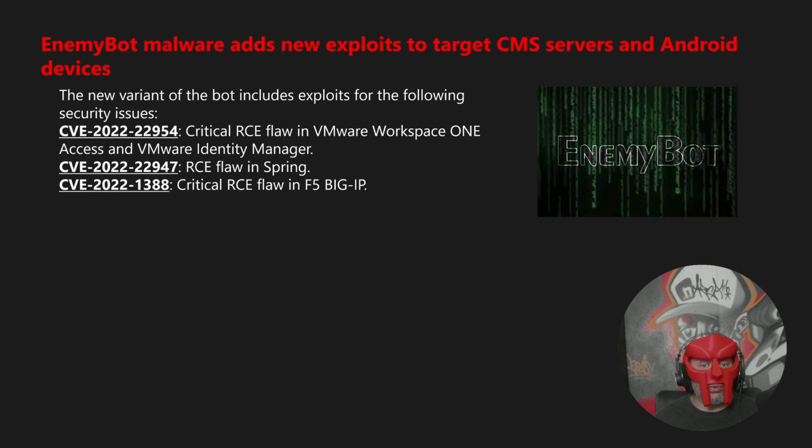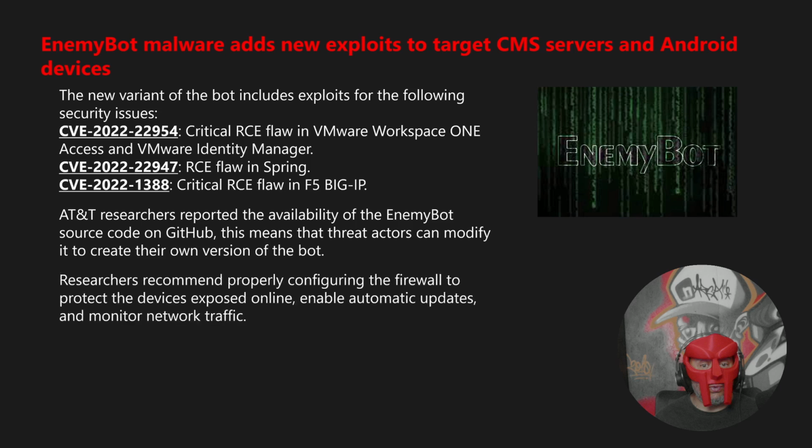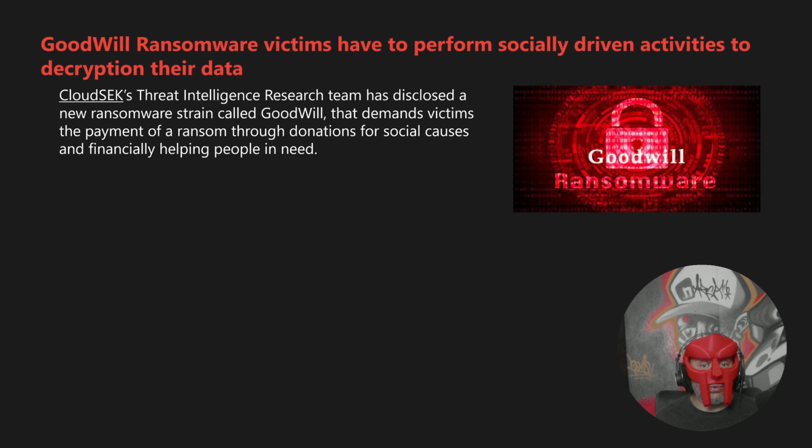The new variant of the bot includes exploits for the following security issues: CVE-2022-22954, which is a critical RCE flaw in VMware Workspace ONE Access and VMware Identity Manager. Then there's CVE-2022-22947, which is an RCE flaw in Spring. Then there's CVE-2022-1388, which is a critical RCE flaw in F5 Big IP. AT&T researchers reported the availability of the EnemyBot source code on GitHub. This means that threat actors can modify it to create their own version of the bot. Researchers recommend properly configuring your firewall to protect the devices exposed online, enabling automatic updates, and monitoring network traffic.